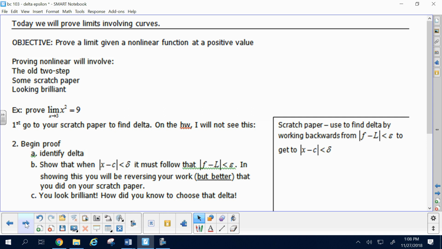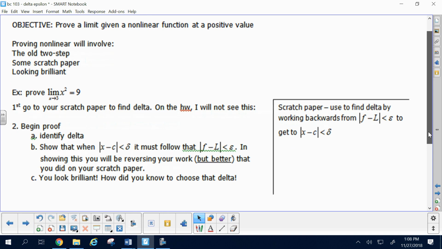It's just like your teacher doesn't see your rough draft, all right? So it feels like you're writing the same paper twice, but they don't see a rough draft. All they see is the final product. The same will go here. You'll do some scratch work to get your delta, but then you're going to do a formal proof, and people won't see that scratch work, all right?